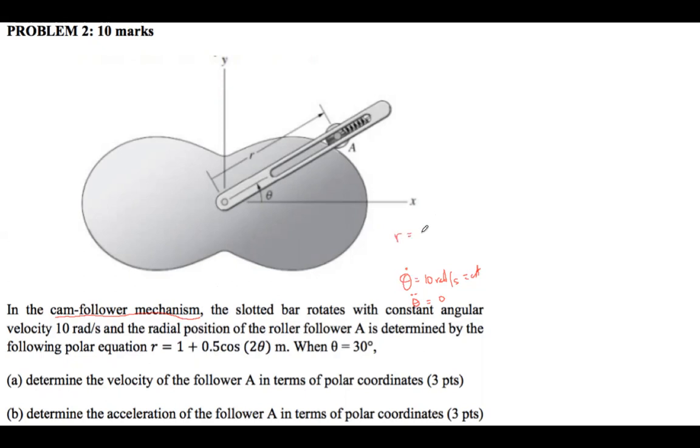And the radial position of the roller follower A is determined by the following polar equation: R is equal to 1 plus 1/2 of cosine 2 theta. Again, R is the radial distance between A and the origin, and theta is the transverse angle between the x coordinate and R, basically the theta of the polar coordinates. So here I have my polar coordinate, R, theta. R is my radial distance and theta is my transverse angle, like in the previous question number 9. Now when theta is equal to 30 degrees, determine the velocity of A in terms of polar coordinates.